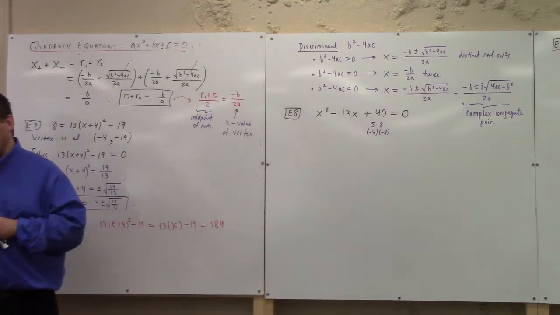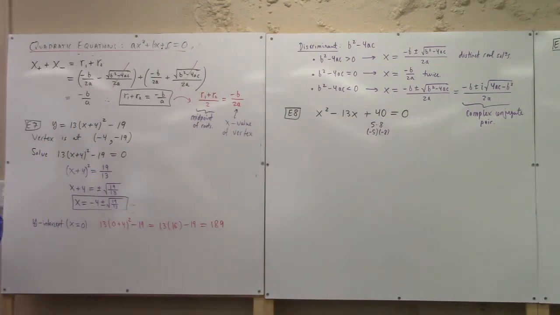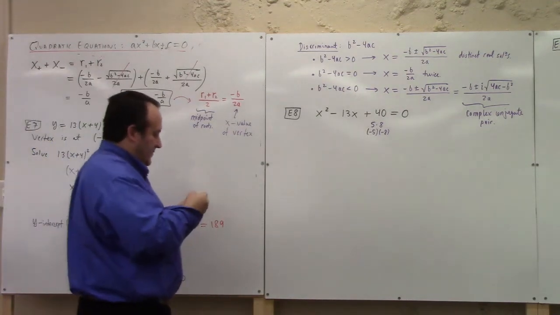times 8. I'm like, whoa, wait a minute. 5 plus 8 is 13. I've got a 13 in the middle. I think factoring is going to work here. So you guys tell me, how do I factor this one?